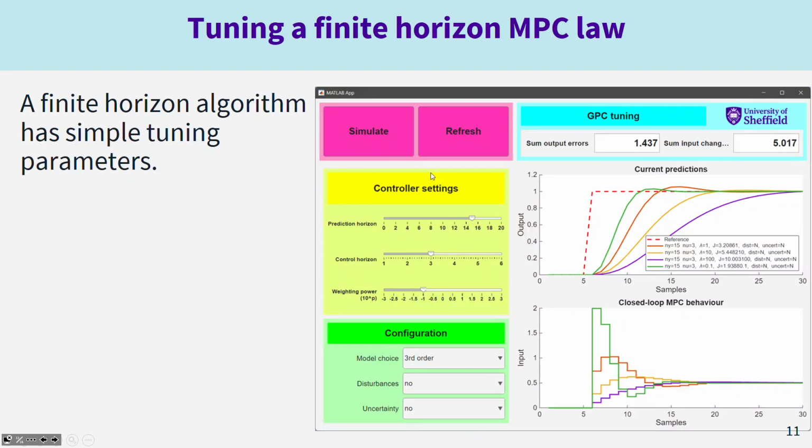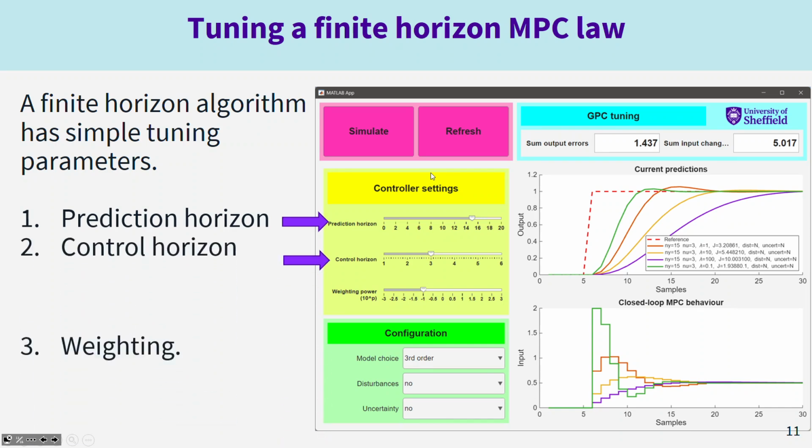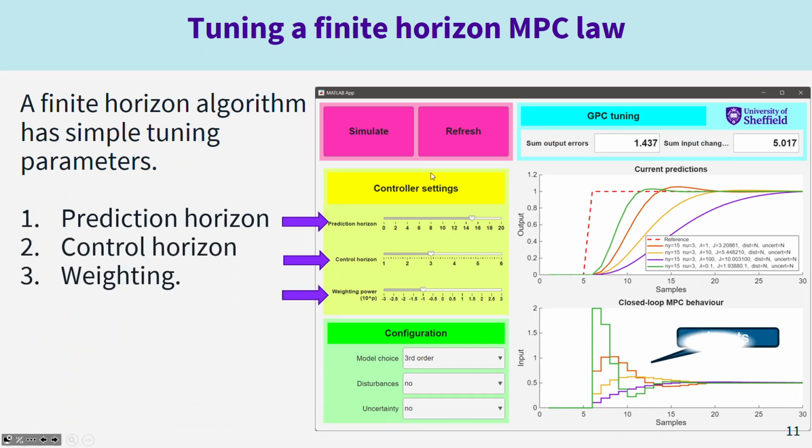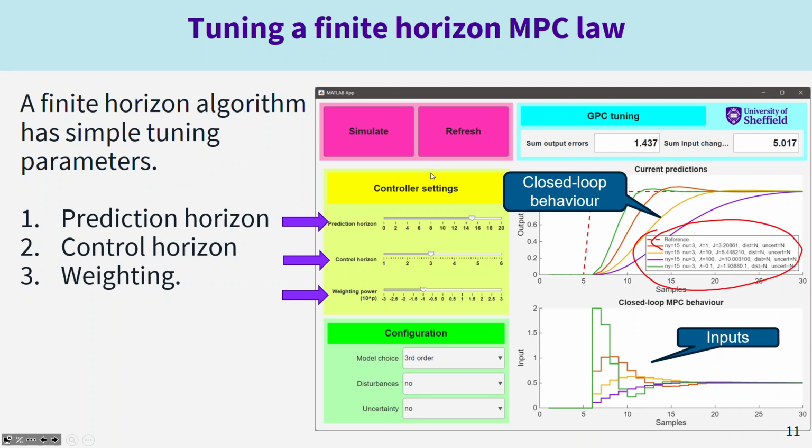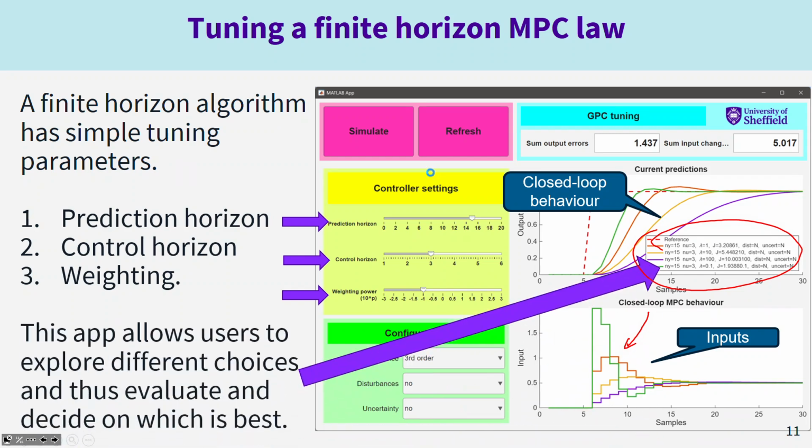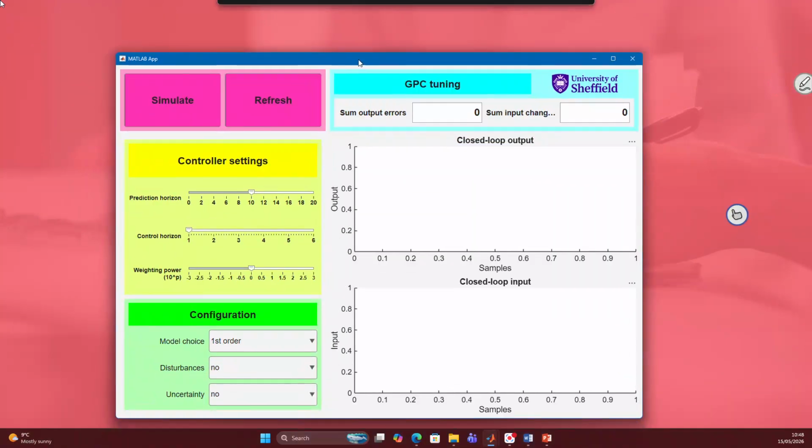So here's what the app looks like. You can see we've got a slider for the prediction horizon, a slider for the control horizon, a slider for the weighting. You can try different values, and you can see the app will store your different choices. You can see here all the different choices that you've made, and here are the different closed loop behaviors that have resulted. So let's do a live demonstration again, and you'll see what the purpose of the app is.